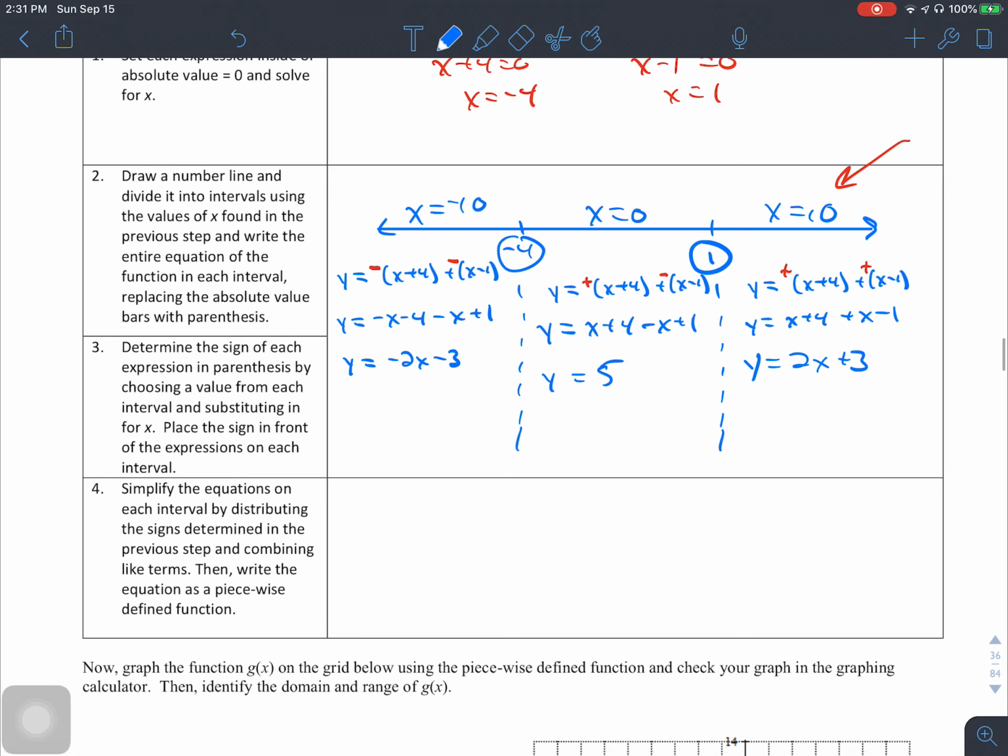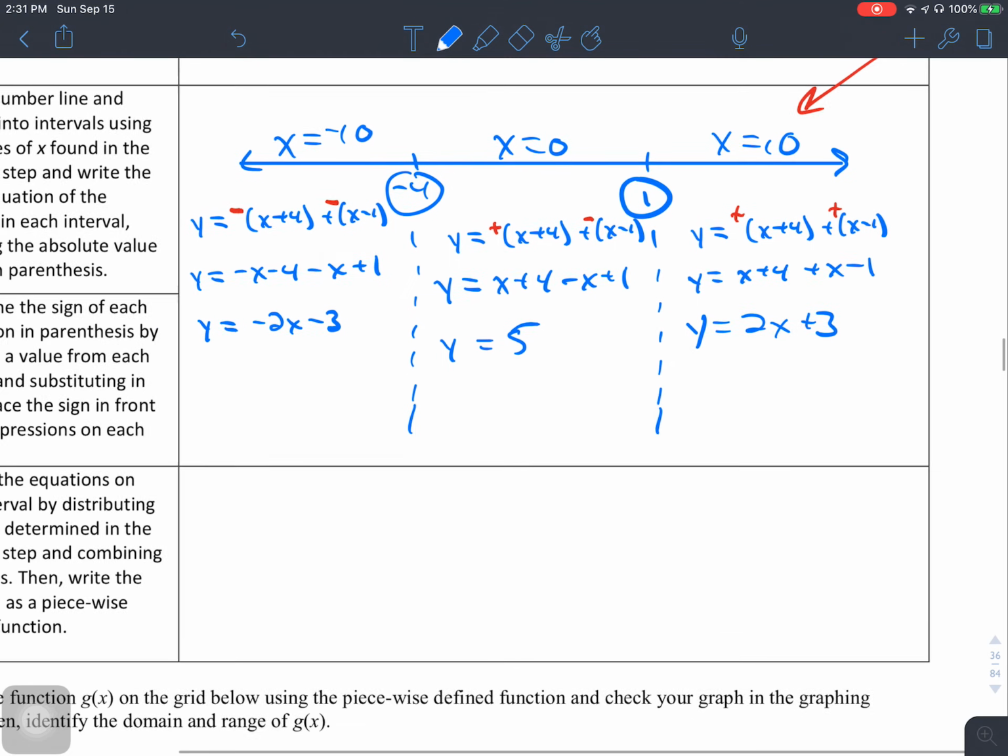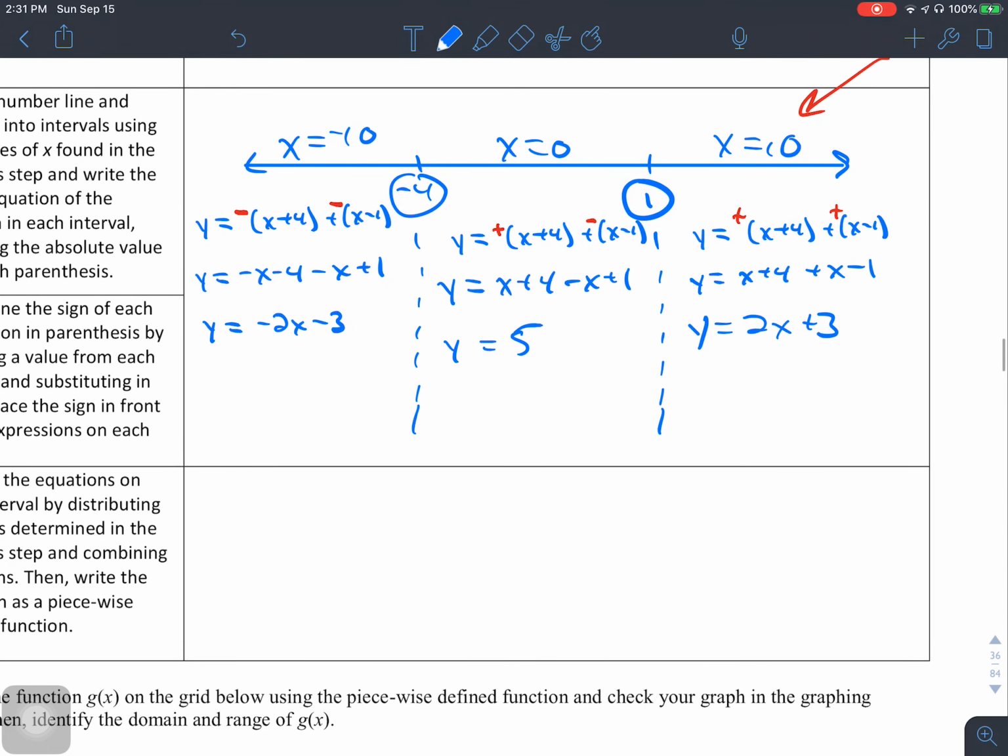Step 4, which we've already done, simplify the expressions within the interval by distributing the signs and then combining like terms. We did all that. Write the equation as a piecewise function. So we have 3 intervals, so we have 3 parts. This was function g.